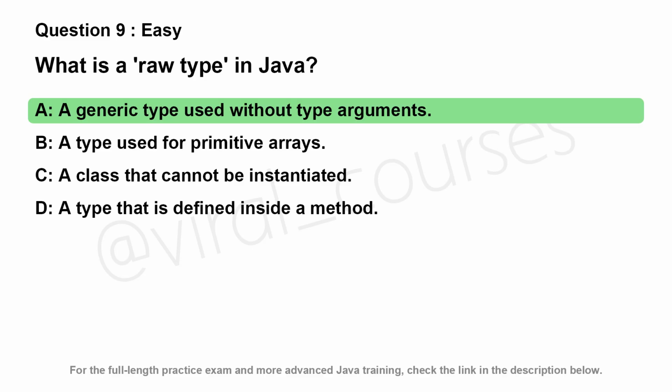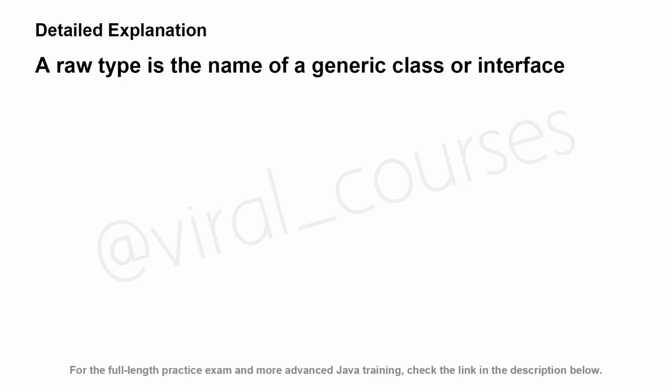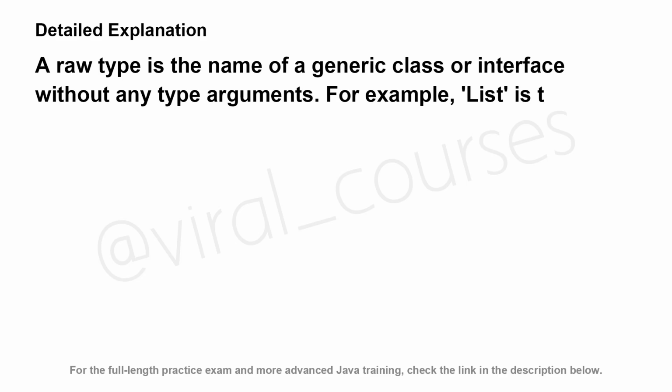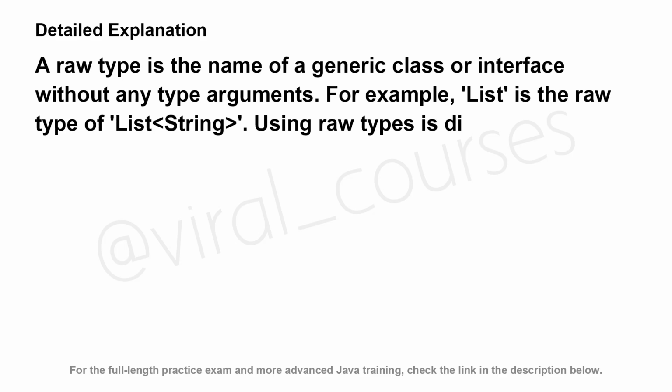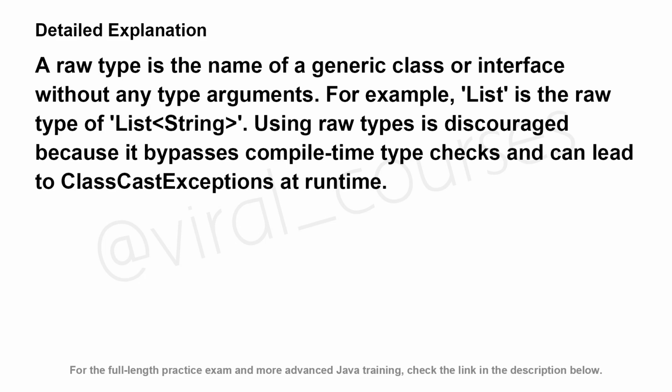The correct answer is A. A raw type is the name of a generic class or interface without any type arguments. For example, List is the raw type of List<String>. Using raw types is discouraged because it bypasses compile time type checks and can lead to ClassCastExceptions at runtime.